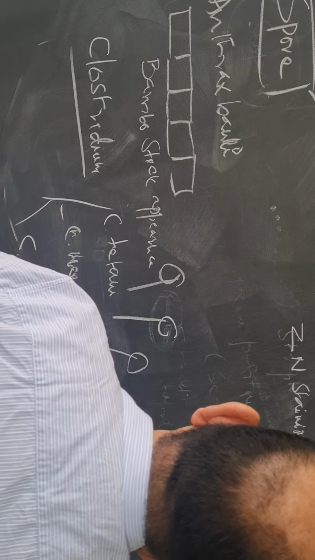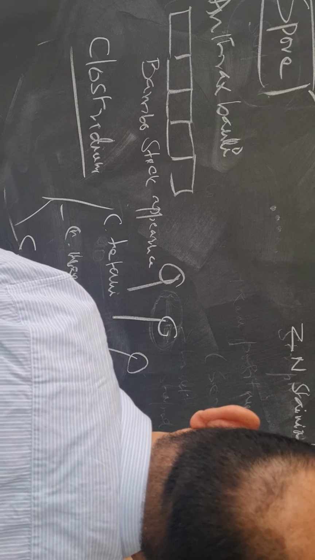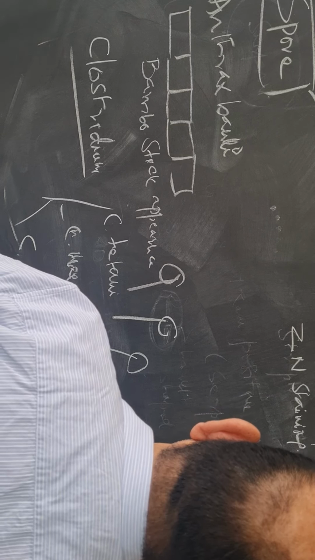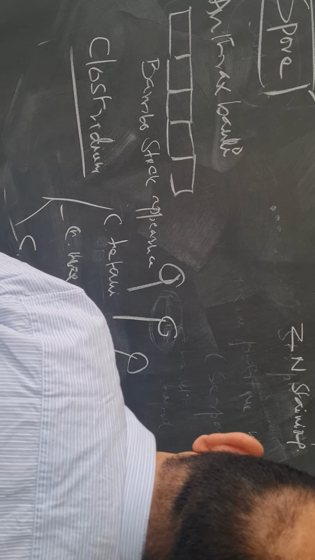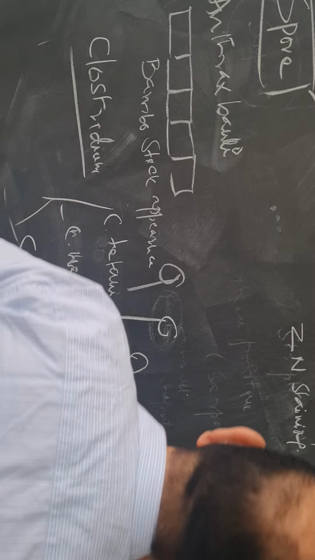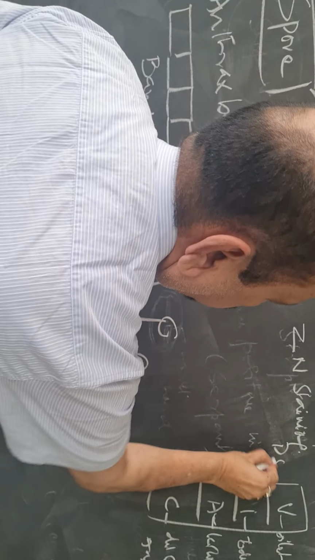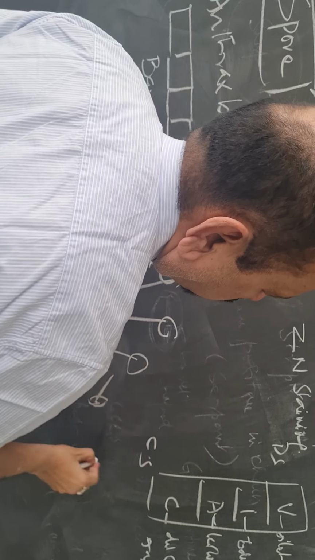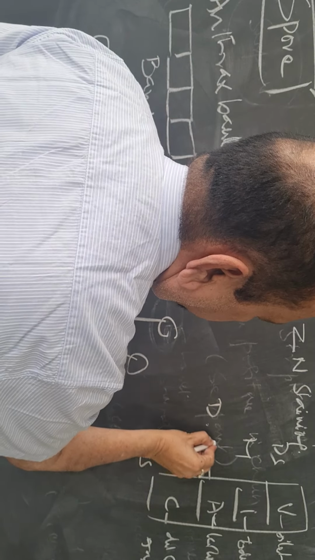Put gentian violet, put iodine as a mordant, and we put alcohol as decolorizing agent, dilute carbol fuchsin as a counter stain. One is a primary stain, second one is a counter stain. This is a mordant, this is the decolorizing agent.